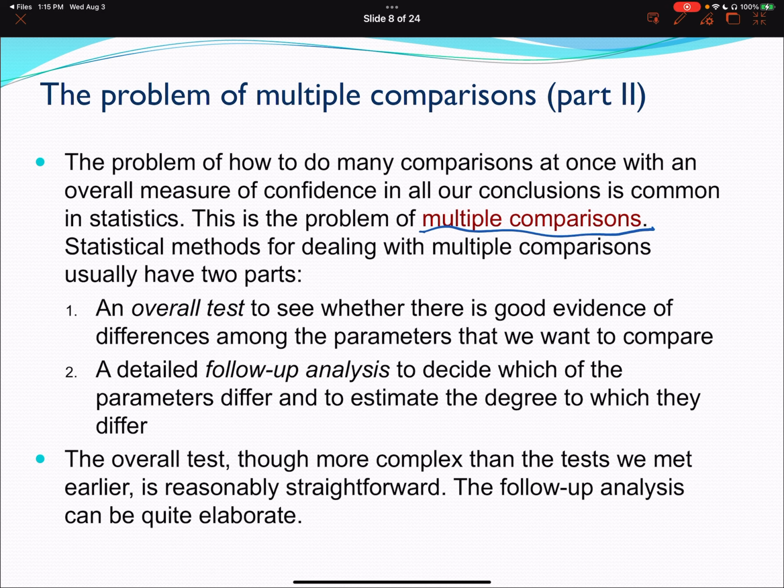The overall test, although more complex than the tests we met earlier, is reasonably straightforward, but the follow-up is what can be quite elaborate. So in order to build up to doing a chi-square test, we first need to talk about expected counts in two-way tables.